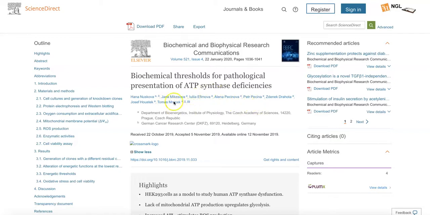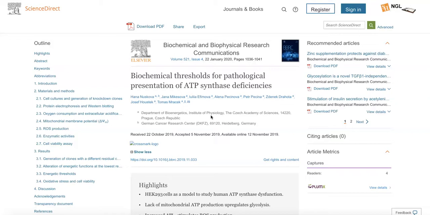they're all right here. And then the research for this article was done by the Department of Bioenergetics, the Institute of Physiology, the Czech Academy of Sciences in Prague, Czech Republic, and then it was also done by the German Cancer Research Center in Germany.